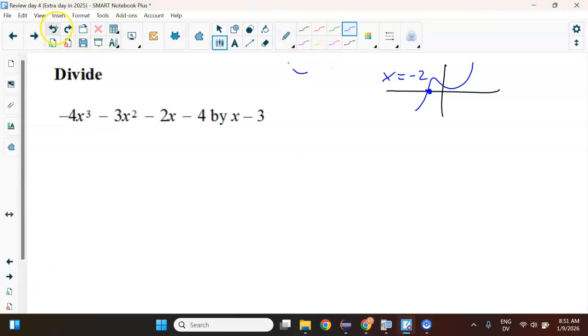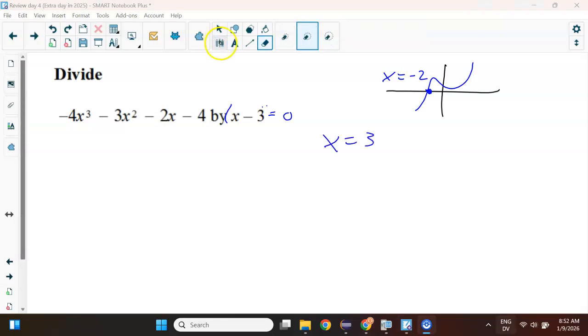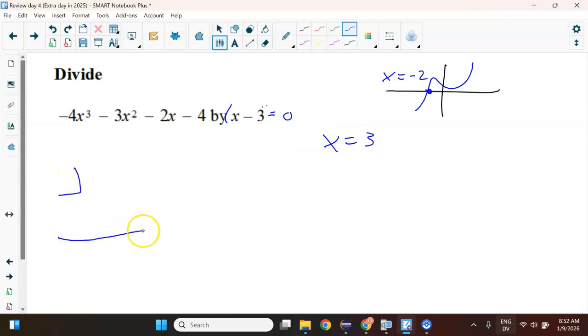Okay, so with synthetic division, the answer goes in the window. So we have to imagine that we were solving and we had the little factor x minus 3 equals 0. If we were to solve that, we would add 3 to both sides, and we would get an answer of 3. Okay, so if we were to solve this, you get x equals 3. So when we synthetic divide, we're going to put in the window that answer of 3.